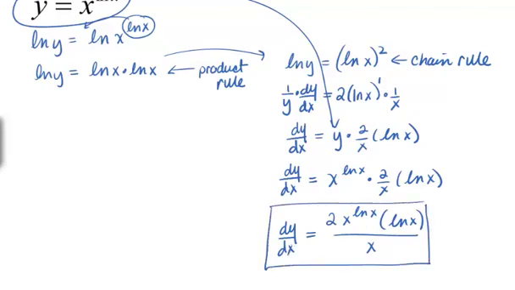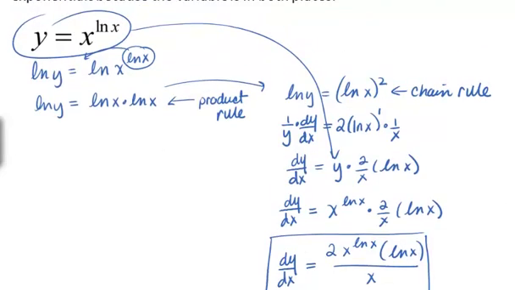Now I also want to show you what this looks like if you use the product rule. So if you use the product rule, you should get the same answer. If we take the derivative of the left-hand side, you get 1 over y times dy dx. And then on the right-hand side, we have to do the first times the derivative of the second plus the second times the derivative of the first, and then simplify. So solve for dy dx.